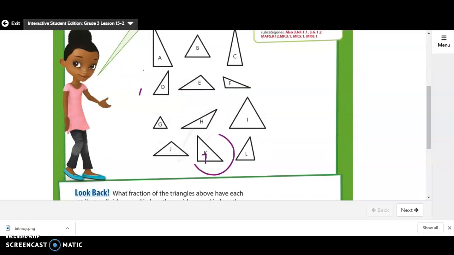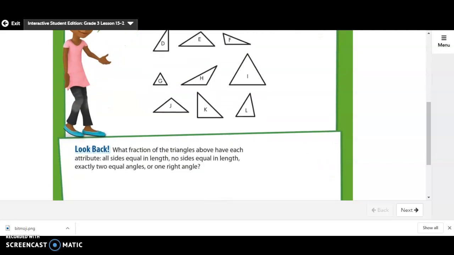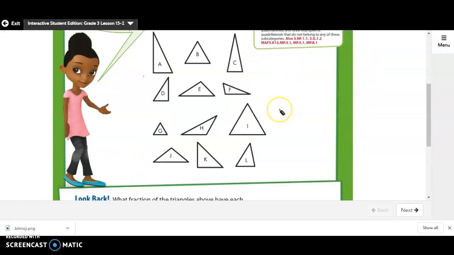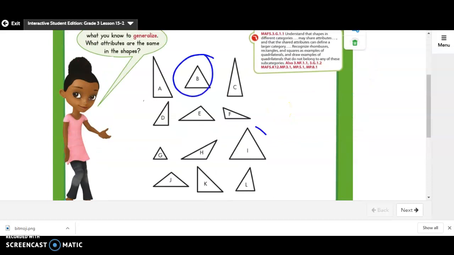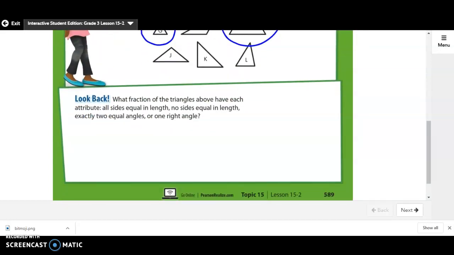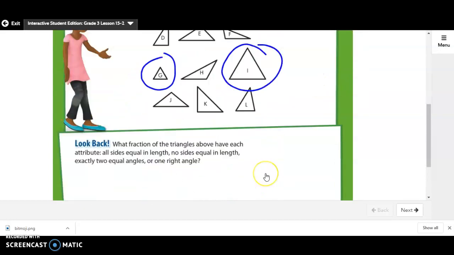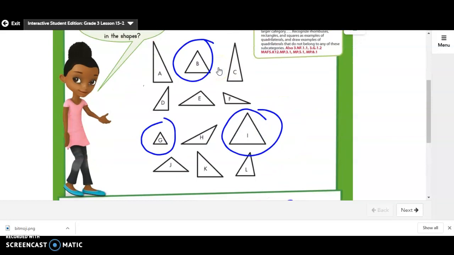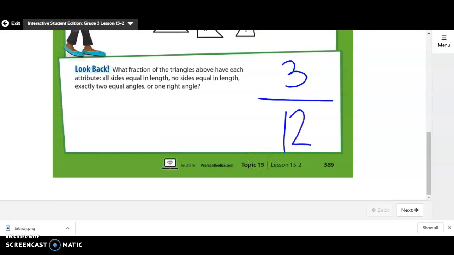And I'm just going to erase these so we'll have some space to work again. So if we were going to say what fraction of the shapes have all sides that are equal in length, let's grab our marker again. Remember we said this one, and this one have all sides of equal length. So how many total have sides of equal length? 1, 2, 3. Out of how many total shapes are there? 1, 2, 3, 4, 5, 6, 7, 8, 9, 10, 11, 12. So 3/12 of those shapes have all sides equal length.